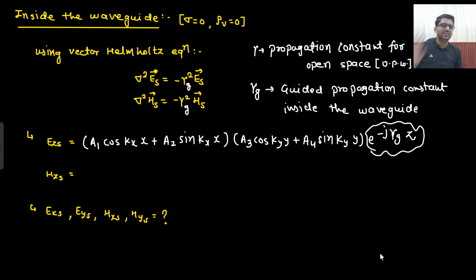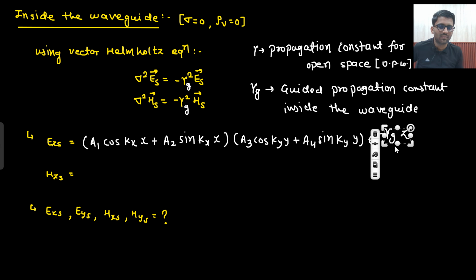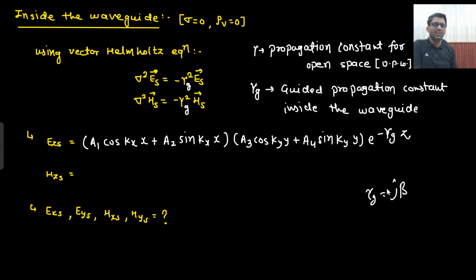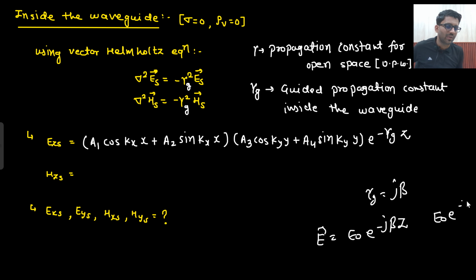e to the power minus j gamma g z. Really sorry, this j wouldn't come, no? So e to the power minus gamma g z would come, because gamma g could be equal to j beta. There j would come. So if our wave was propagating in positive z direction, then what was our E field equation? That was E naught e to the power minus j beta z, and if it is having attenuation, then j beta would be replaced by gamma. So E naught e to the power minus gamma z.